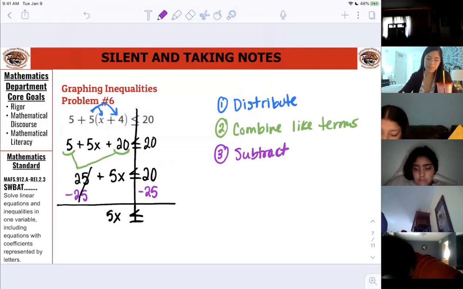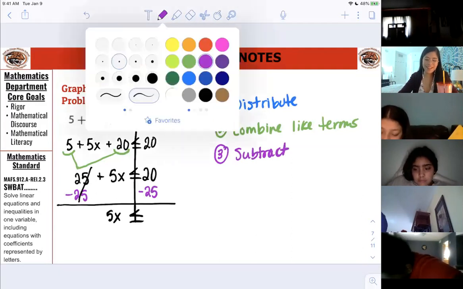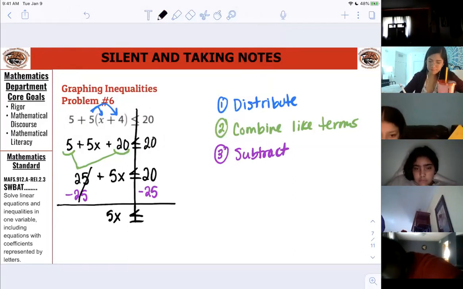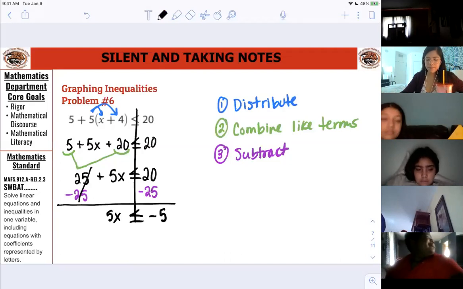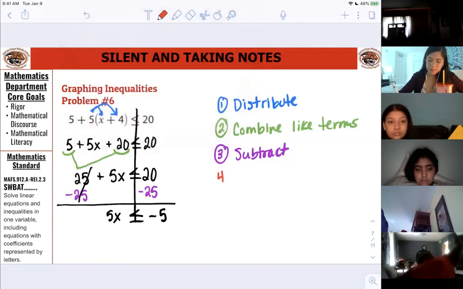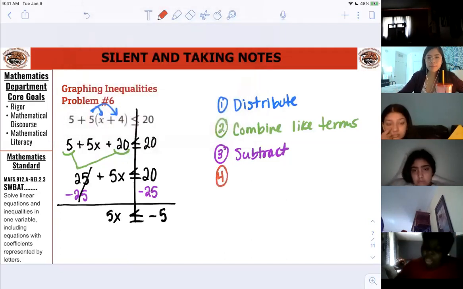Less than or equal to. Good. And what's 20 minus 25? Negative 5. Perfect. My final step: divide. You got it.